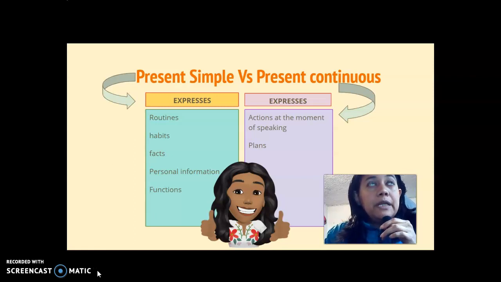An example could be: I wake up very early in the morning. That is a routine. So that's a present simple sample. Okay, then we are going to analyze too the present continuous tense.